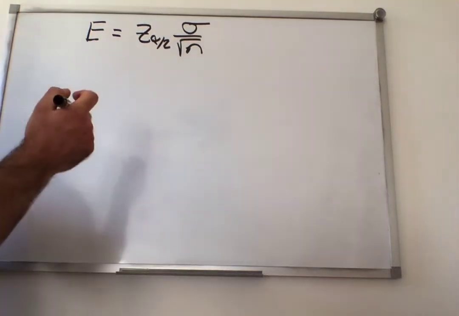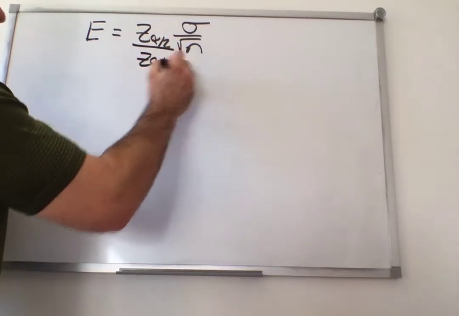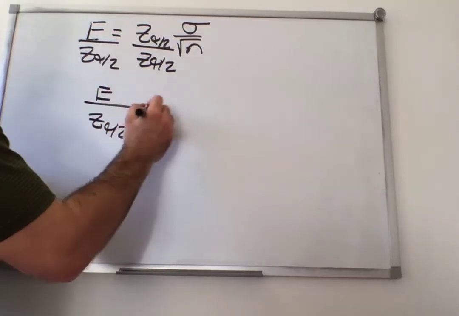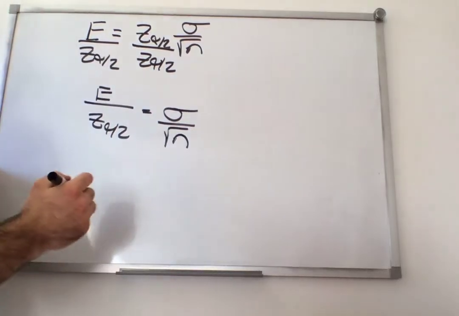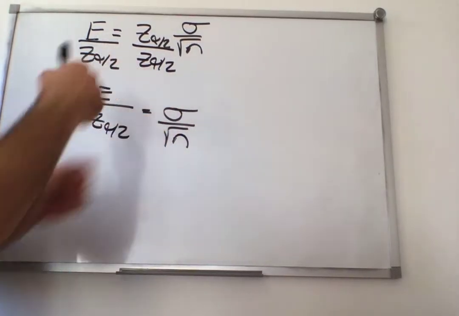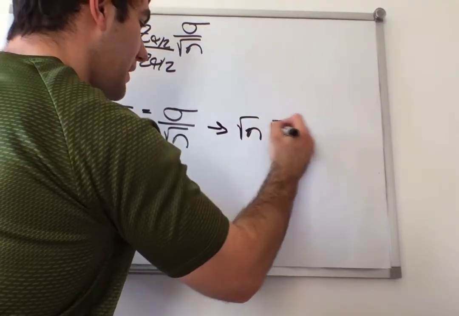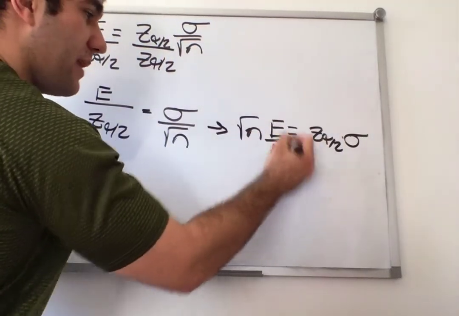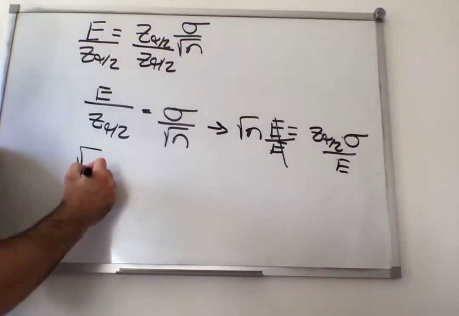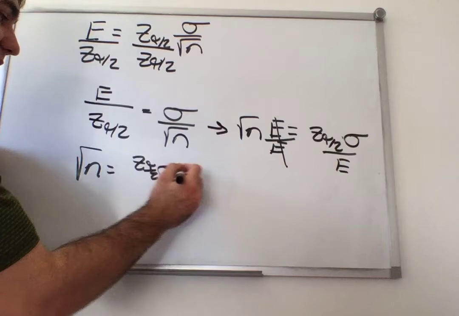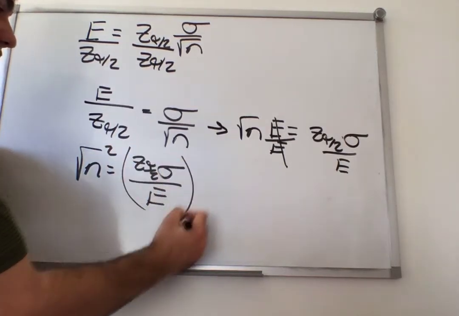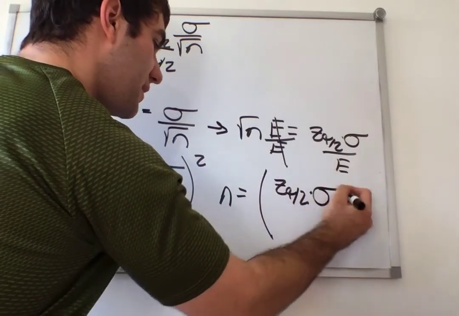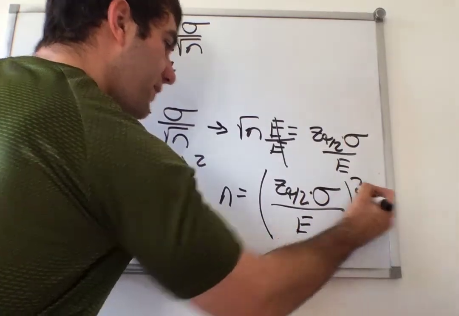So if you were to do a little bit of algebra and divide by z of alpha over 2 on both sides, you get e divided by z of alpha over 2 is equal to sigma divided by square root of n. Now if you were to cross multiply, you get square root of n times e is equal to z of alpha over 2 times sigma. Divide both sides by e. Square root of n is equal to z of alpha over 2 sigma divided by e. And then you're just going to square both sides. n is equal to z of alpha over 2 times sigma divided by your error, all of it squared.